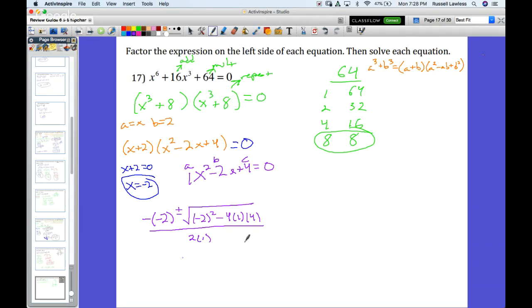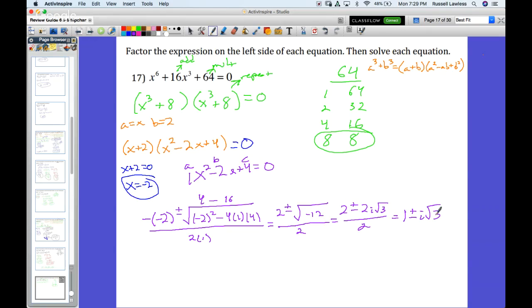So that will give me a 2 plus or minus the square root. This will essentially be a 4. That'll be a 16, so we'll get a negative 12. Hey, I think we've seen this problem before, because this then simplifies to 2i root 3. And then all those 2's divide out to give me 1 plus or minus i root 3.